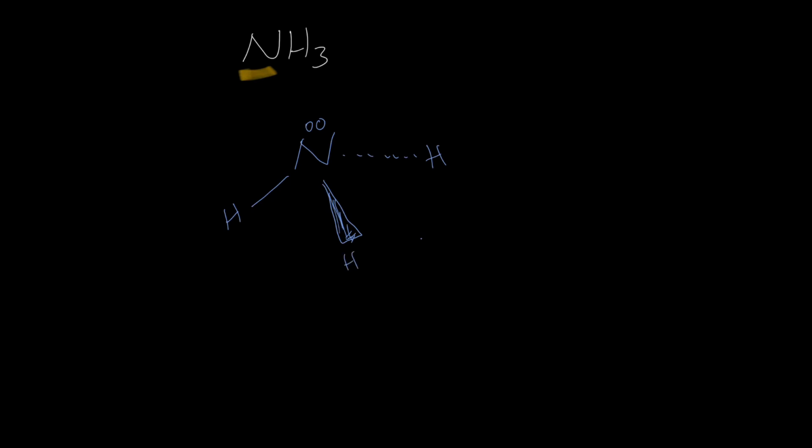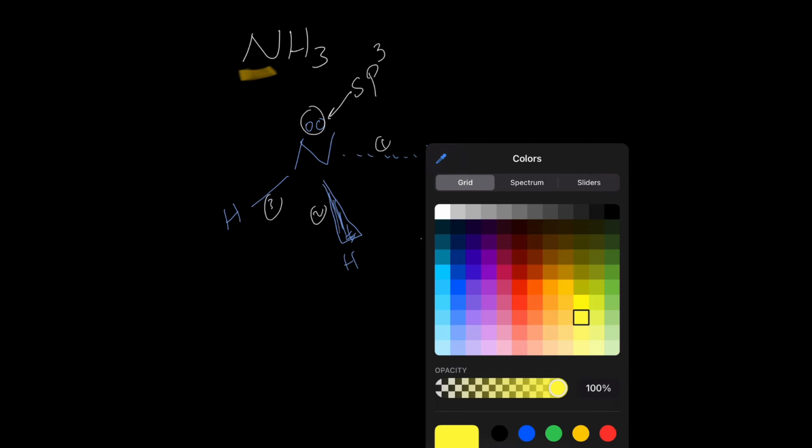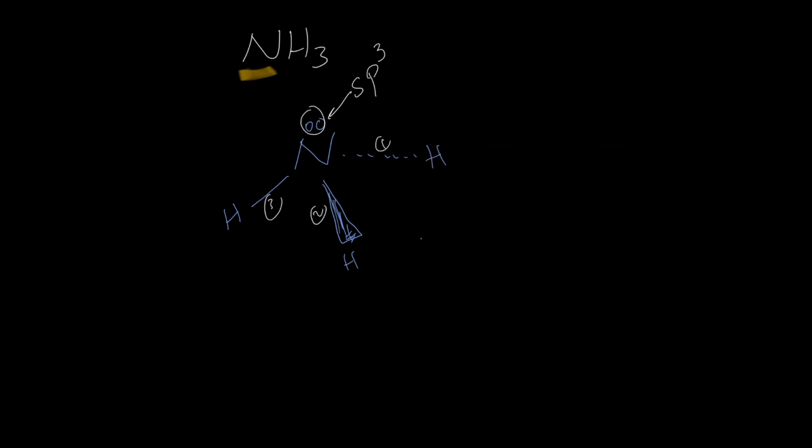Here we have 3 sigma bonds. This is the first sigma bond, this is the second sigma bond, and this is the third sigma bond. But here we have a lone pair. We treat a lone pair like a bond. So here we have 4 things around the nitrogen atom. Then the hybridization of the nitrogen atom is sp3, because we have 4 things around the nitrogen. These things could be sigma bonds or lone pairs. So the hybridization of nitrogen here is sp3. Perfect. Let's go to another example.